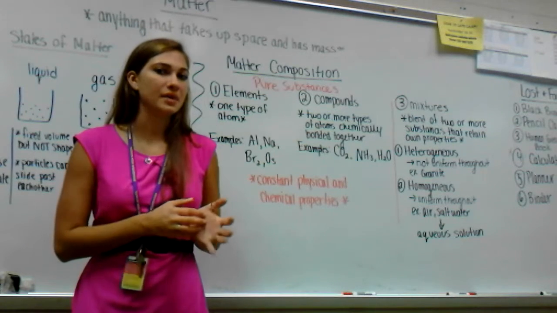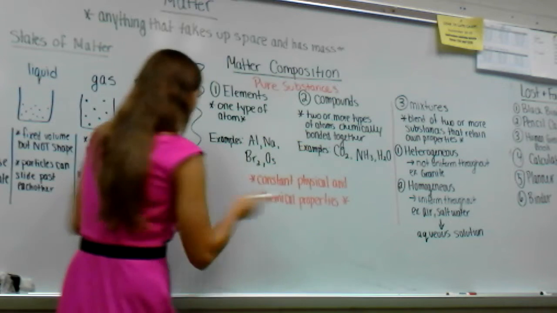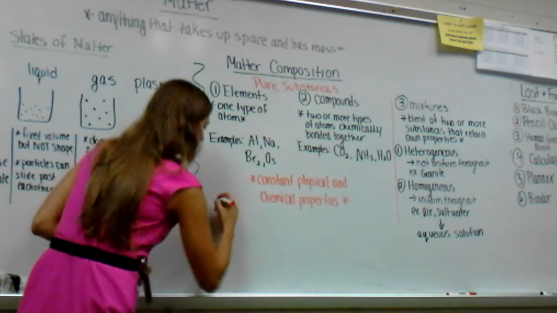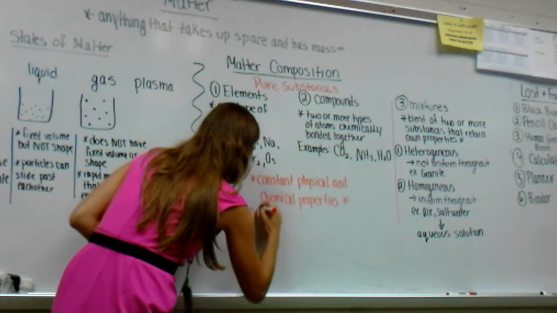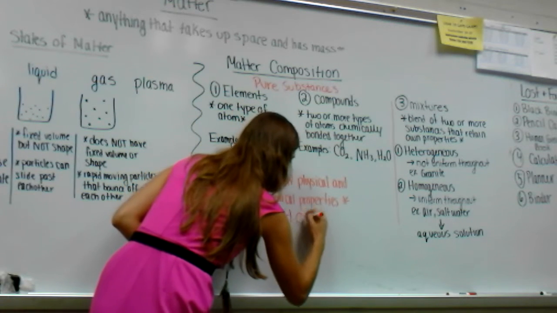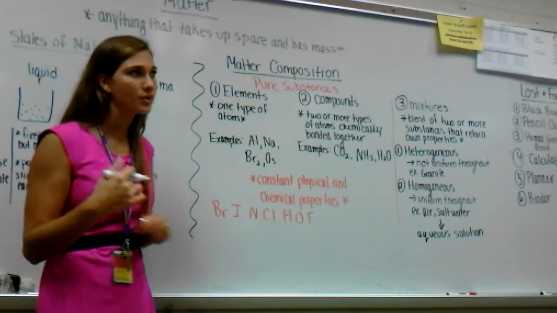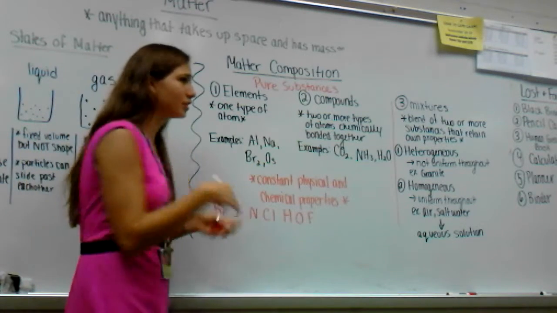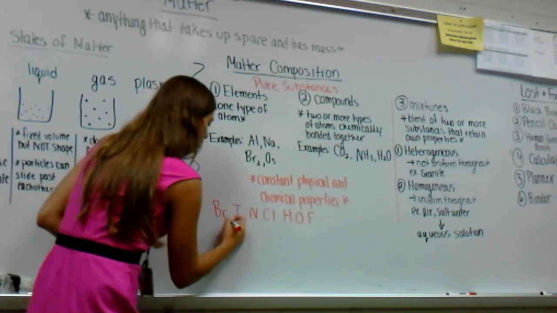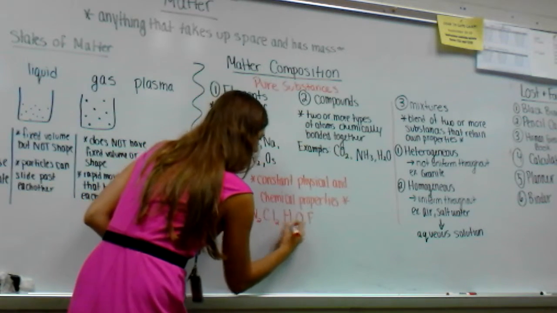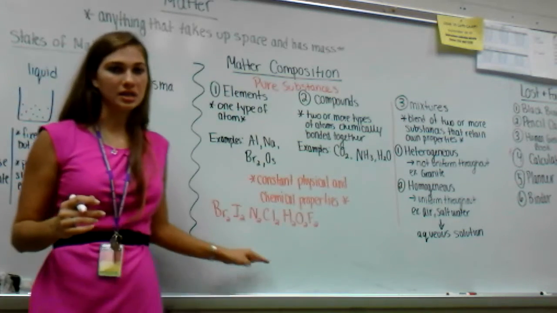There are 7 diatomics that we need to learn. I'll write those out for you. Bromine being the first one. Now remember, you hear me say Brinkelhoff, that's the way I remember them. If you spell out that funny word or sound out that funny word, it gets all of your elements. So Br2, I2, N2, Cl2, H2, O2, F2. You need to know all of these.